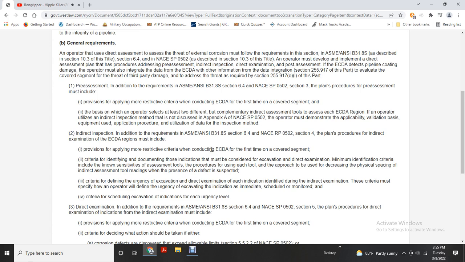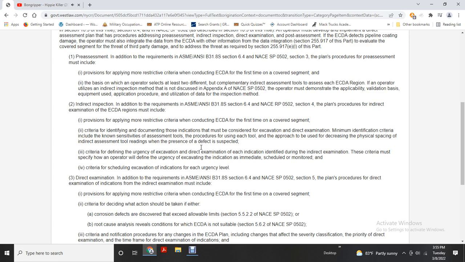Indirect inspection: additional requirements of ASME B31.8S, Section 6.4, NACE SP0502, Section 4, plans and procedures for indirect examination and external corrosion direct assessment regions. These include provisions applying more restrictive criteria when conducting external corrosion direct assessment for the first time on a covered segment. Criteria for identifying indications that must be considered for excavation and direct assessment examination. Minimum identification criteria include: no sensor for the assessment tool of the procedure using each tool of the approach, and using decreasing physical spacing of the indirect assessment tool readings to find the present defects.